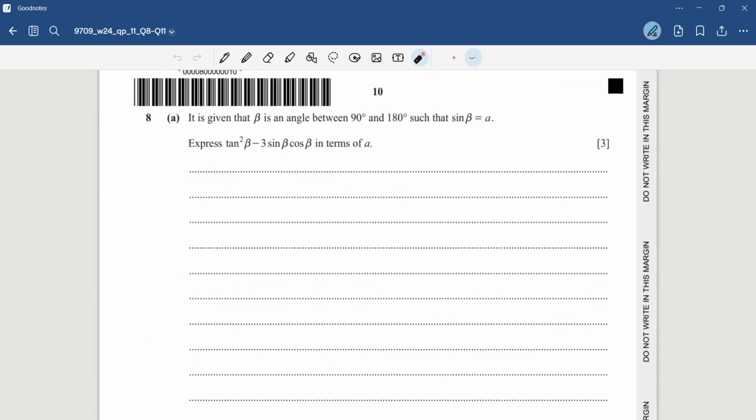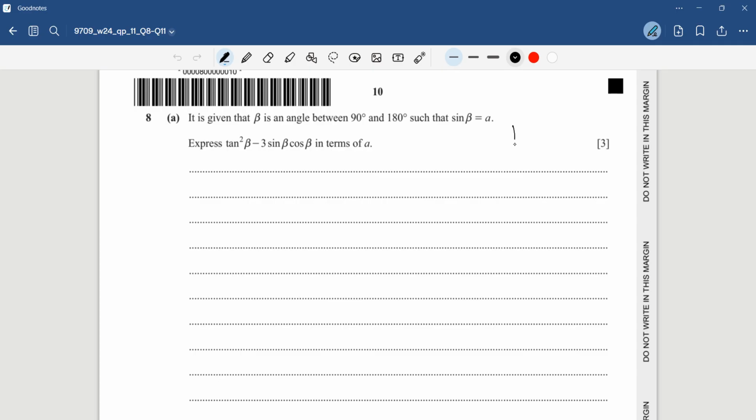Question number 8. It is given that beta is an angle between 90 and 180, which is an obtuse angle, such that sine beta equals A. Here we express tangent square beta minus 3 sine beta cos beta in terms of A. First we try to draw the triangle in the second quadrant.